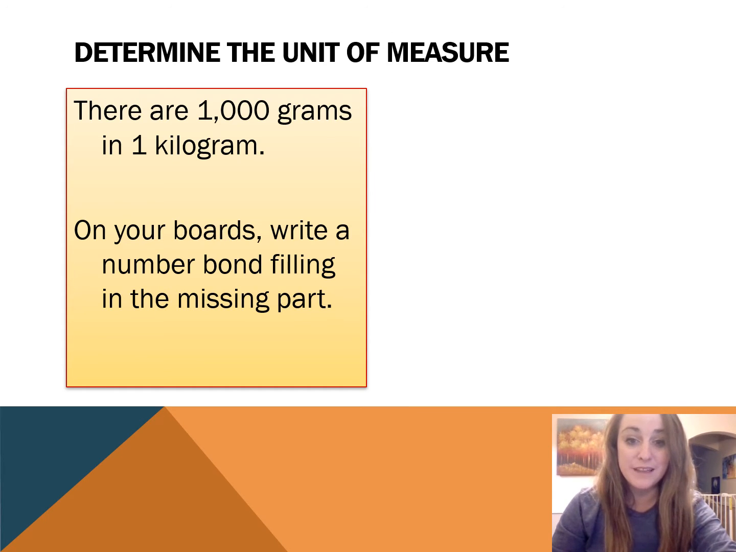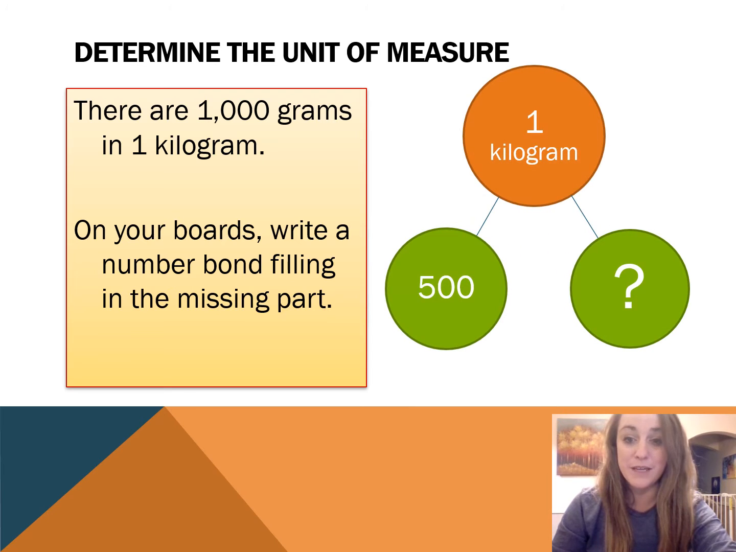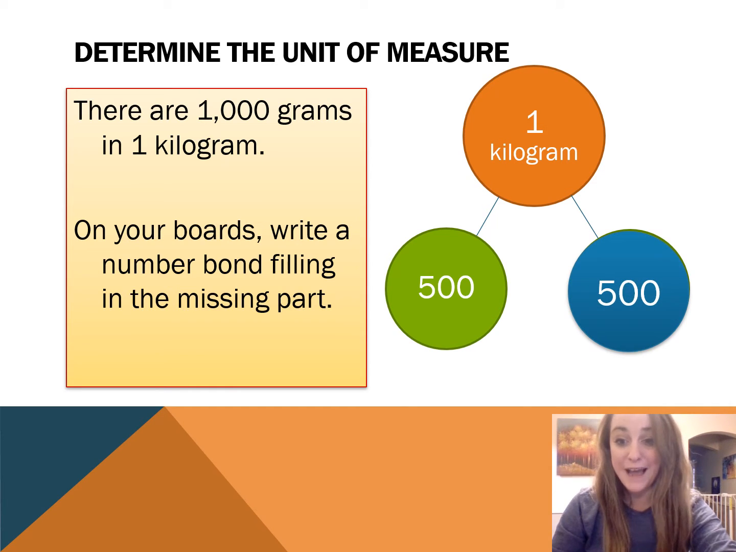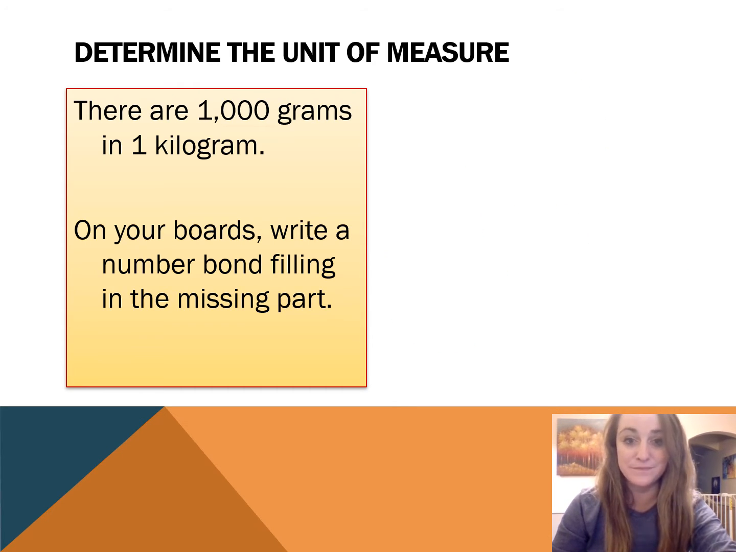On your boards, let's write the number bond. 1 kilogram is our whole. 500 is one of our parts. What is our missing part? 500. 500 plus 500 is 1,000, which is the same as 1 kilogram.